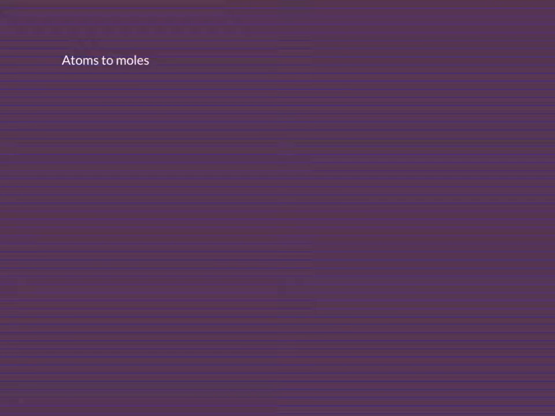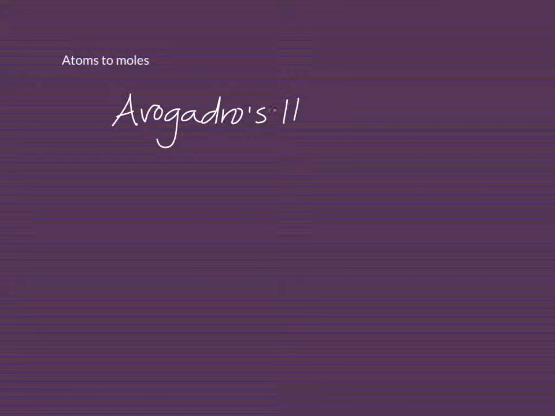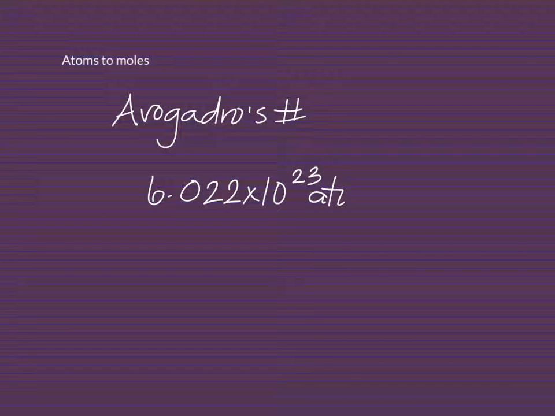We're going to be converting from atoms to moles. Whenever you're doing conversions from atoms to moles, you should keep in mind that we're going to use Avogadro's number, which is 6.022 times 10 to the 23rd atoms is equal to 1 mole. And that could be atoms, molecules, particles, ions.